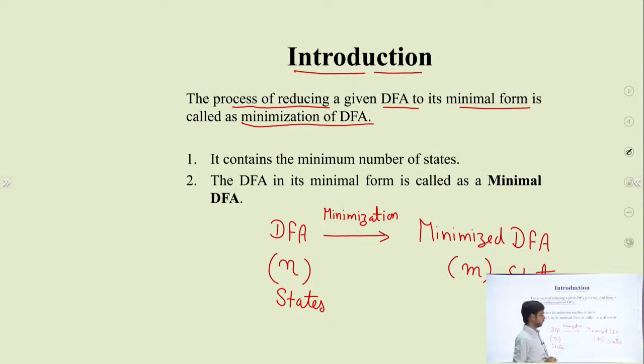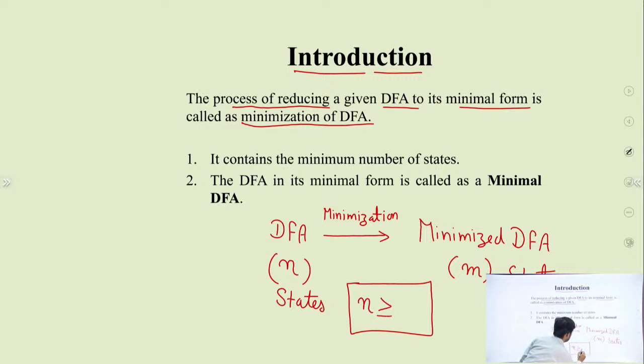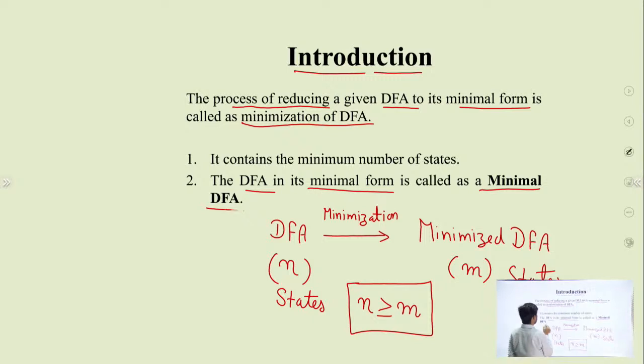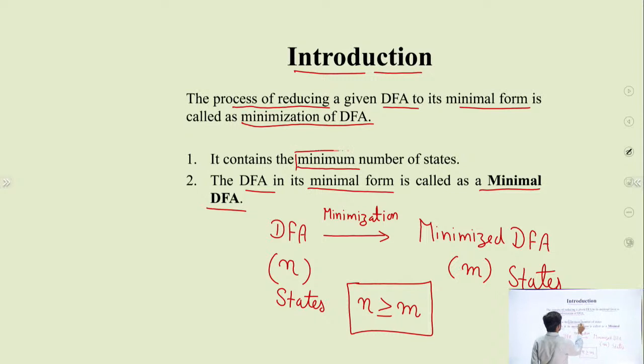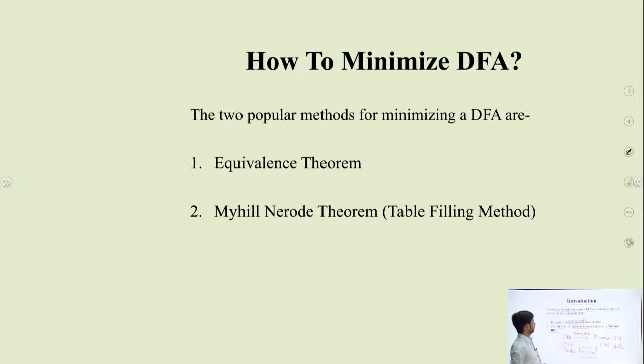So what is the relation between m and n? The relation is that n is greater than or equal to m. After minimization the number of states will be reduced. The DFA in its minimal form is called a minimal DFA, and it contains the minimum number of states. Fine. Now, how to minimize a DFA?